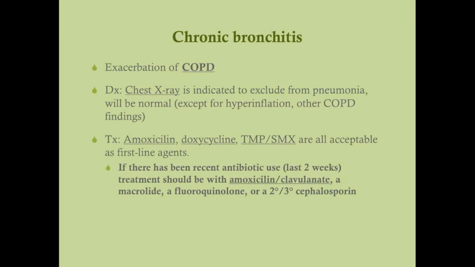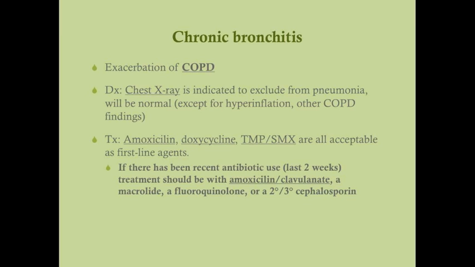The treatment here is going to be the exact same as acute bronchitis. Amoxicillin is generally the first-line agent. You could also go with doxycycline or trimethoprim sulfamethoxazole. A lot of times, because patients with chronic bronchitis sometimes have more drug-resistant strains, but amoxicillin is perfectly fine.